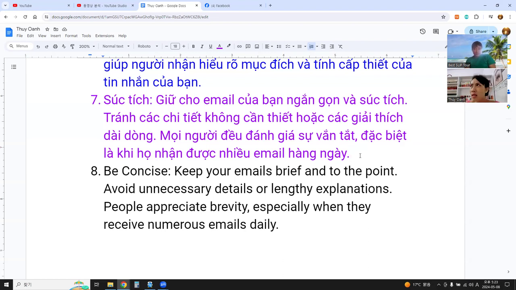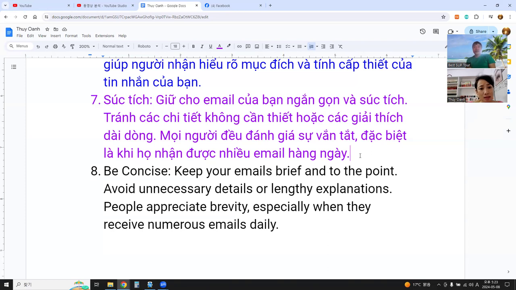It means you need to be clear, more specific. The first time we say rõ ràng, write clearly, lô lang. It means clear, to the point, sentence. I understand. Avoid.